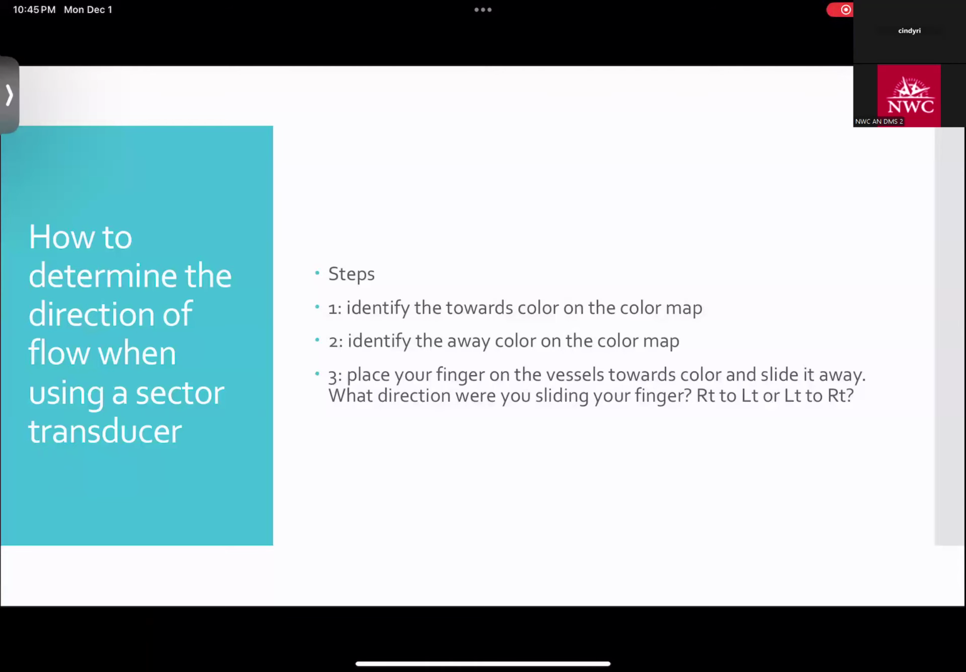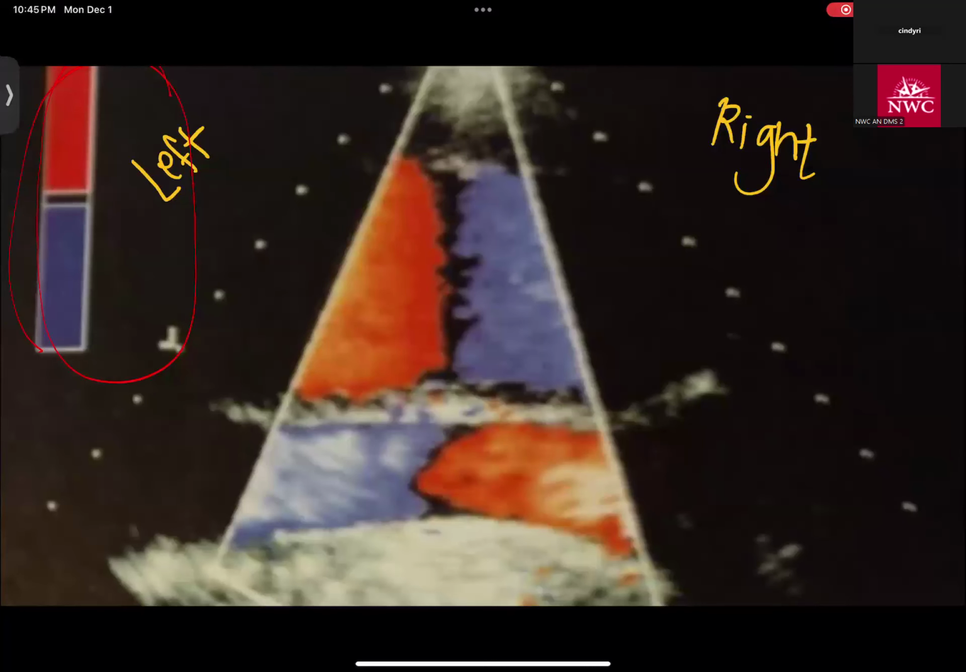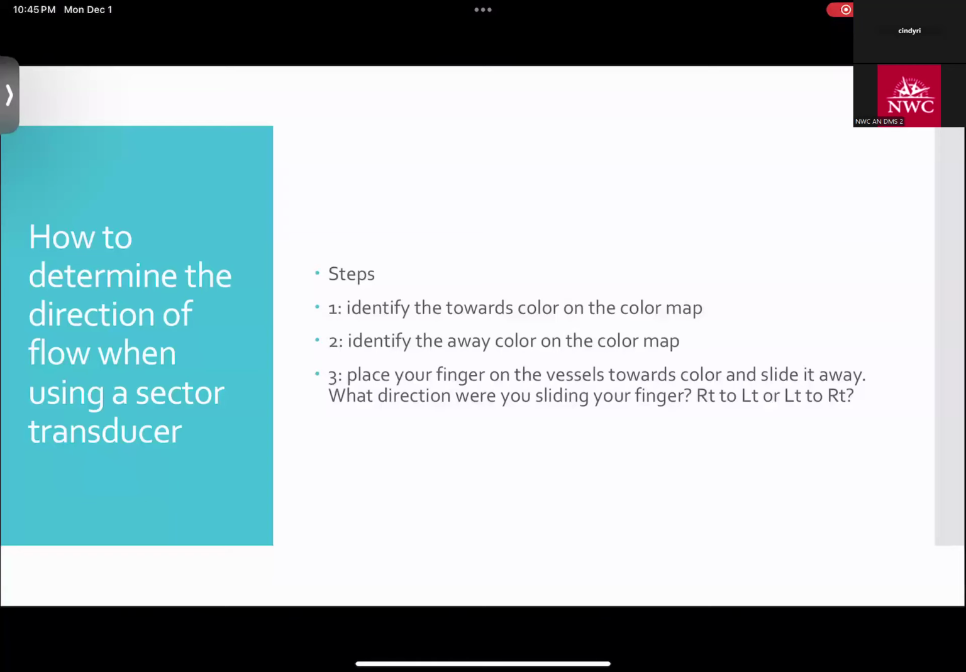So how to determine the direction of flow when using a sector transducer, and here are the steps. First, step number 1, identify the towards color on the color map. So if we go back to our towards color, in this case, the towards color is red. Number 2, identify the away color on the color map. Without having to look at the picture, it's blue.